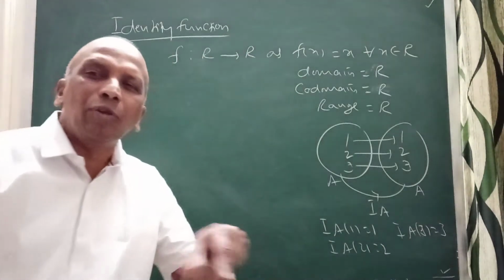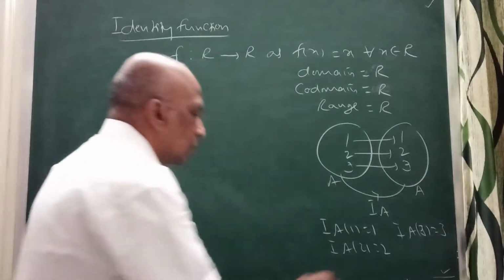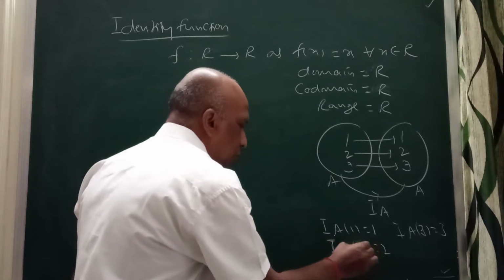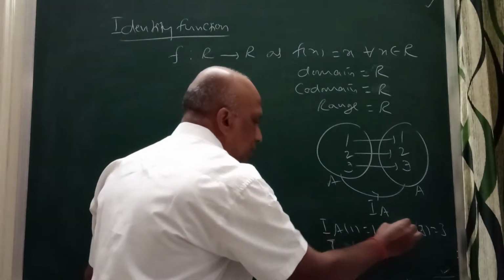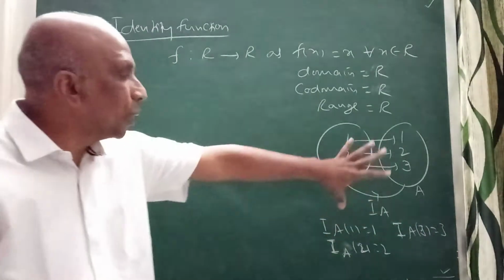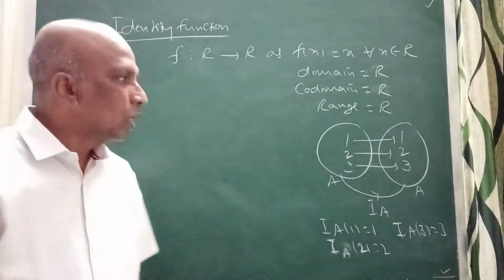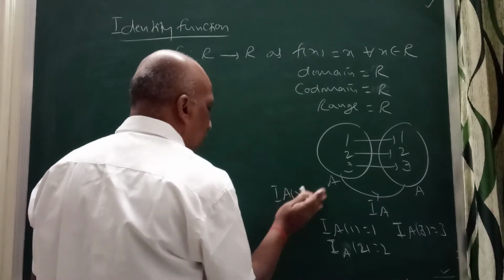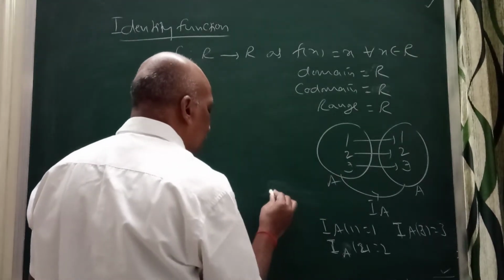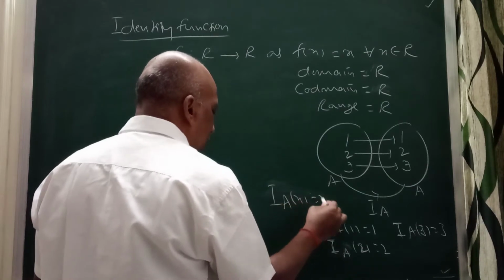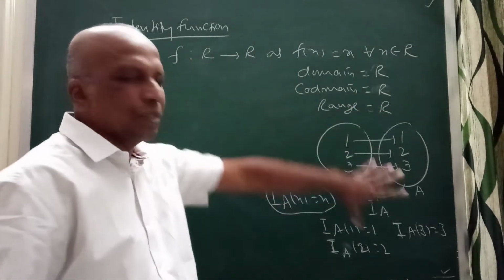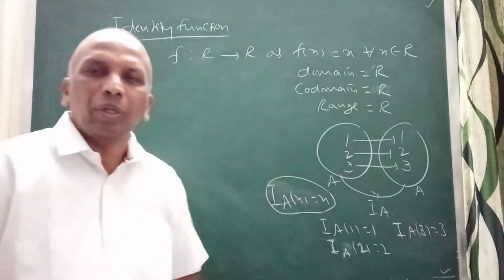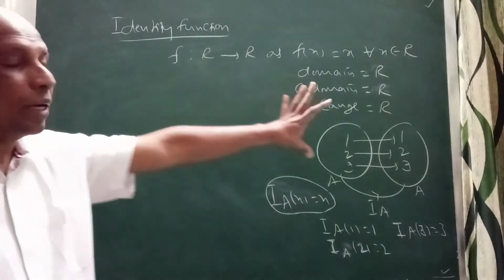I means identity function, A to A, with suffix A, written I_A. Image of 2 is 2, I_A of 3 is 3. I can represent with this notation. Suppose B to B, I can write I_B. So I_A of x is equal to x, image itself. In this case the domain is 1, 2, 3, codomain 1, 2, 3, range also 1, 2, 3. All are equal, so this is called identity function.